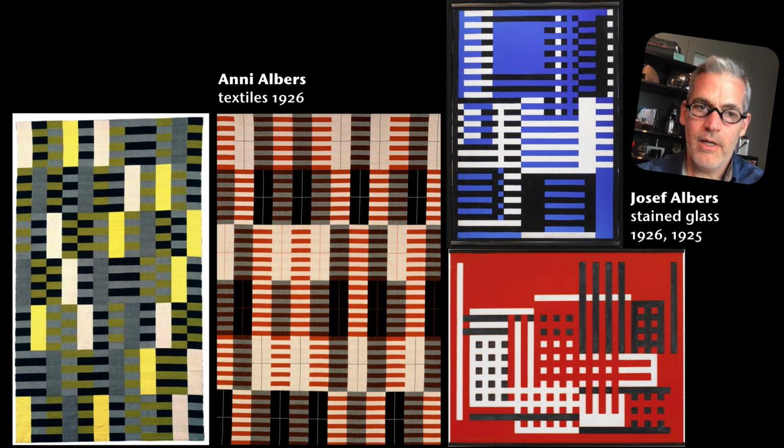As an aside, Annie Albers, Josef Albers' wife, wasn't allowed to work in the shops in the Bauhaus because she was a woman, so she went into the textile studio, and her textiles and his glass look pretty similar. I'm just saying.